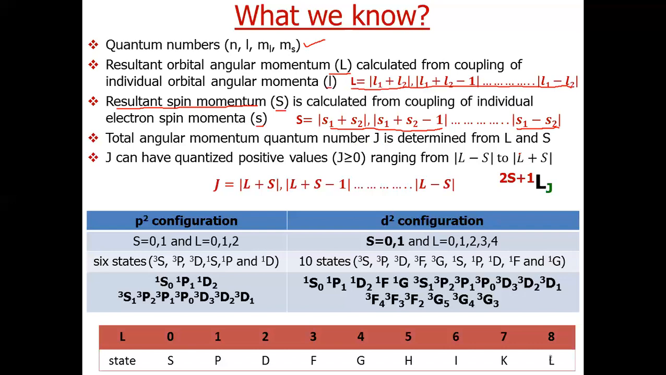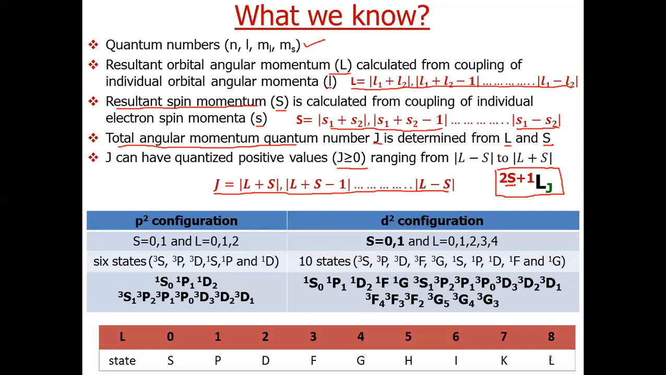Then we saw how the values of capital L and capital S couple to give a new quantum number called capital J, which gives us the total angular momentum quantum number, and its value is given by this formula. We defined there that J can have only positive values. Then we defined the term symbol by this formula.